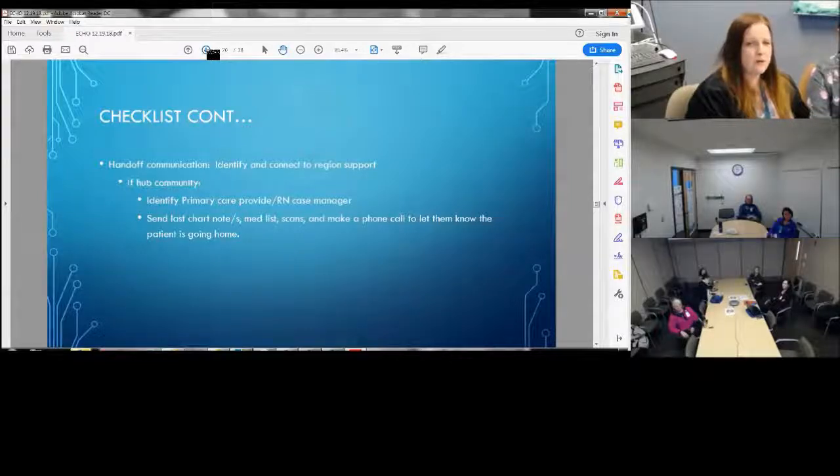It's important to usually have a verbal conversation with somebody, not just sending the last chart note and med list, but it's really important to actually have a one-to-one conversation about the patient, and letting them know that this is an end-of-life patient, and this is what we've seen so far with this patient. This is what we're going to expect.